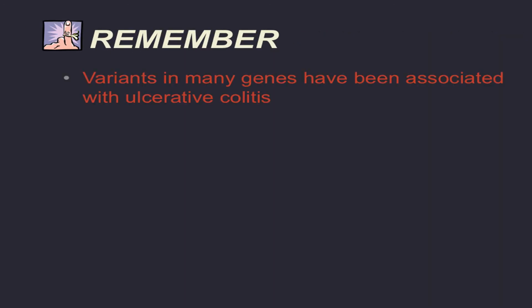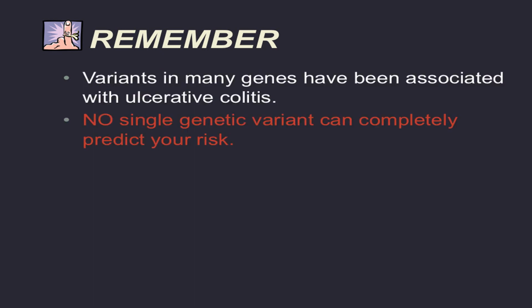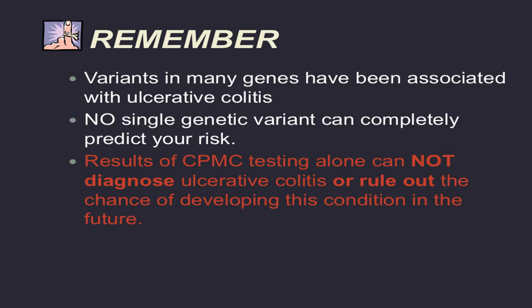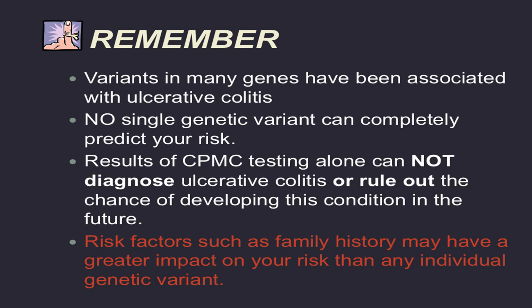Remember, ulcerative colitis is a complex disease, which means that it is caused by a combination of variants in multiple genes and the environment. No single genetic variant causes ulcerative colitis, so no single genetic variant will completely predict your risk for ulcerative colitis. Results of CPMC testing alone do not diagnose ulcerative colitis or rule out the chance of developing ulcerative colitis in the future. Genetic variant information can help estimate your risk of ulcerative colitis. However, other risk factors like your family history may have a greater impact on your risk than any individual genetic variant.